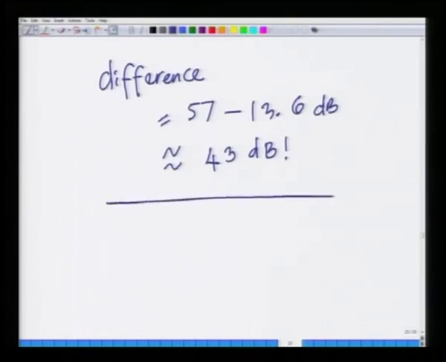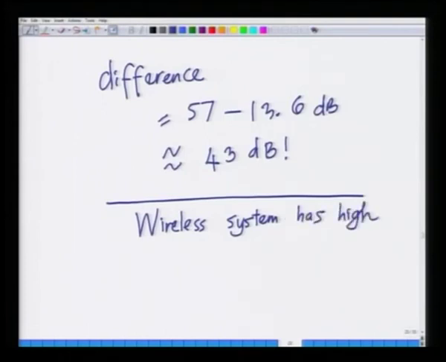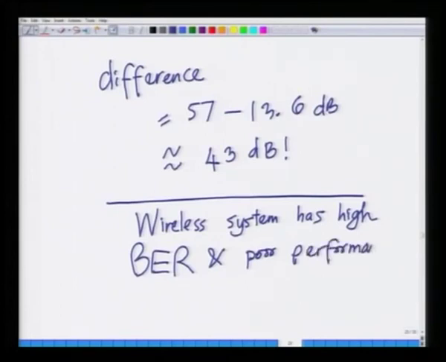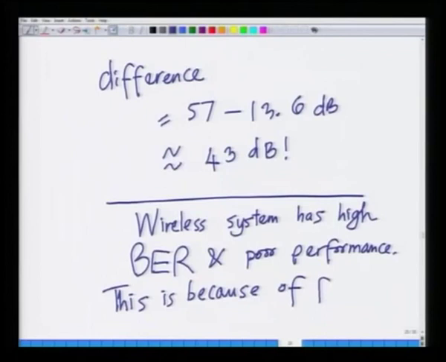So, it means a wireless communication system has high bit error rate and poor performance, and this is because of the destructive interference or fading.